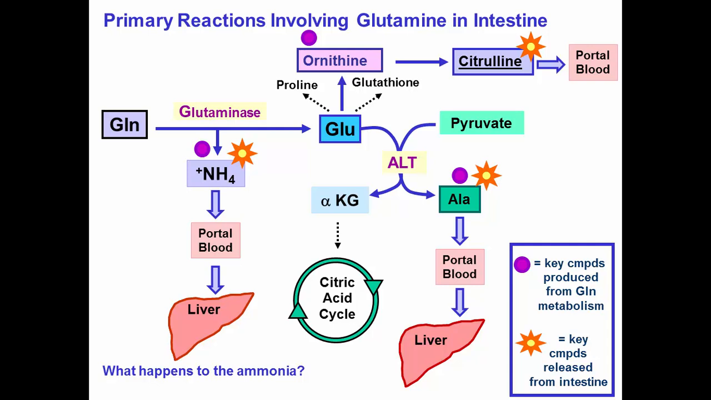So our purple key compounds are produced from glutamine metabolism. We've got ammonia and alanine that get produced from glutamine metabolism, and then the starbursts, or the suns, are the compounds that are exported out. Those are the things that are released from the intestine. In this case, ammonia is produced and released, and it goes to the liver. Alanine, both. And then over here, we've got citrulline being produced.